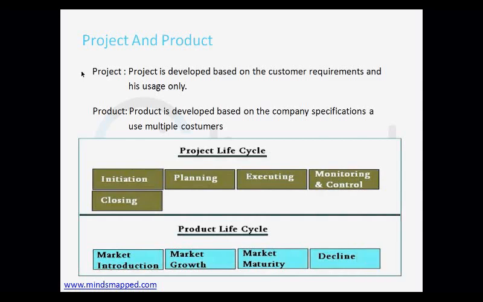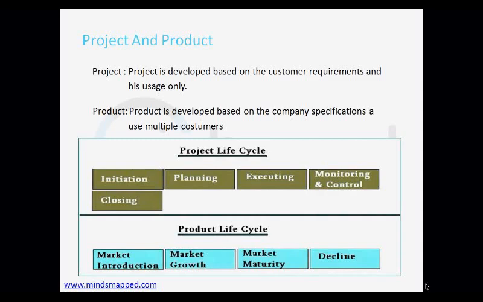Right. So for a project, the end user is only one, while for a product, the end users are multiple customers. Clear on this? Yes. Right. So in the project life cycle, there are 5 stages: initiation, planning, execution, monitoring and control, and closing. While in the product life cycle, we have 4 different stages: first market introduction, then market growth, market maturity, and decline.